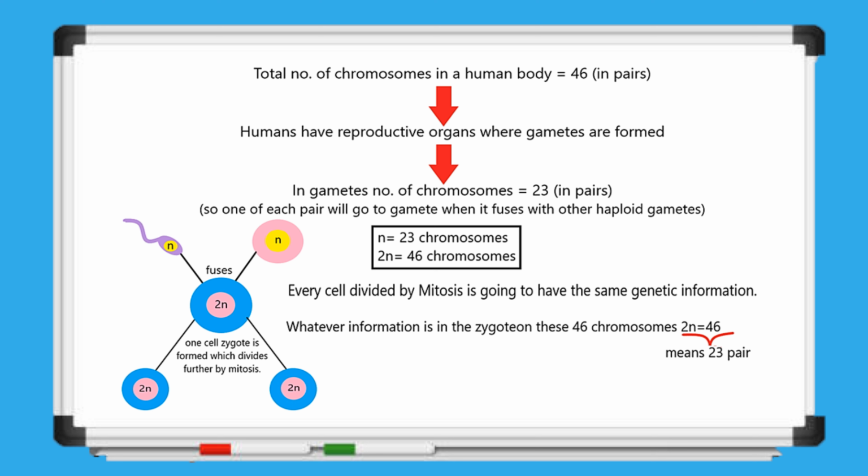The zygote then undergoes mitosis, a process of cell division in which the original cell divides to produce two identical daughter cells, each with the same 46 chromosomes as the zygote. This ensures that every cell in the body contains the same genetic information. Understanding meiosis is crucial because it explains how genetic material is passed from generation to generation and sets the stage for how cells later become specialized for various functions in the developing organism.